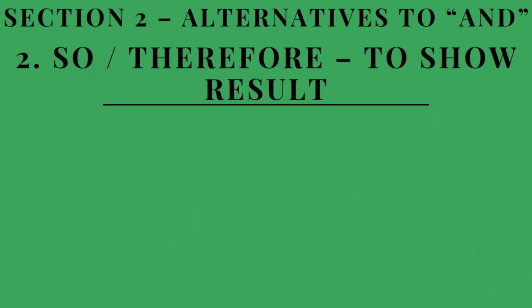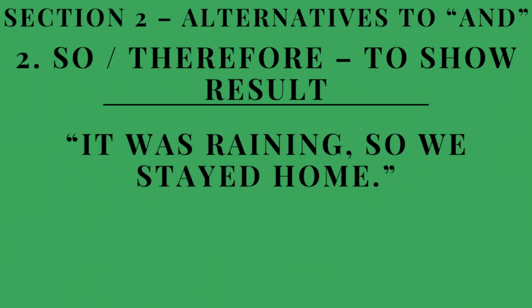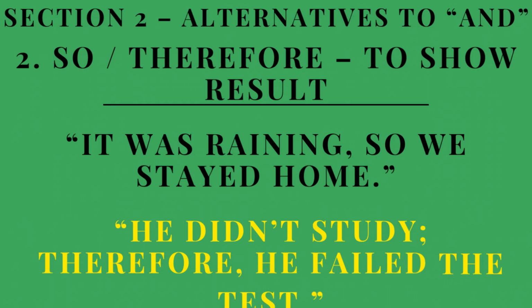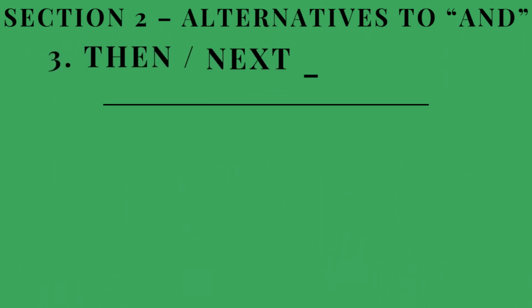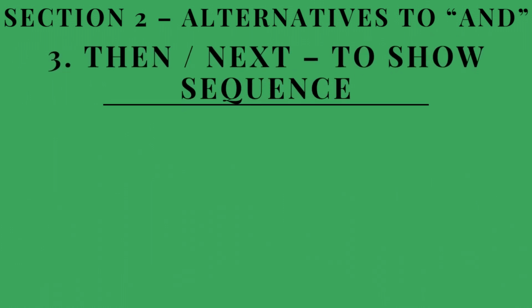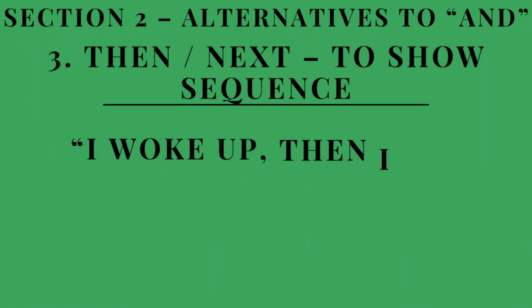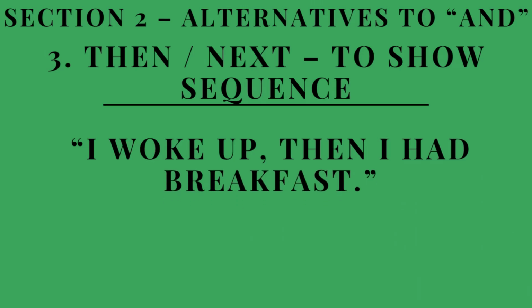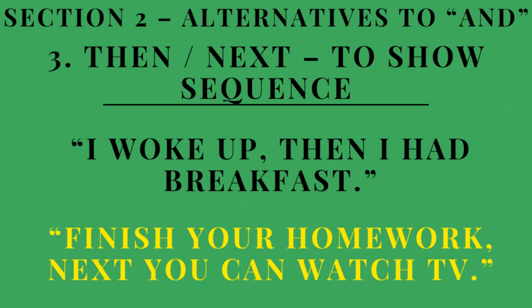2. "So," "therefore," to show result. Example: It was raining, so he stayed home. Example: He didn't study, therefore, he failed the test. 3. "Then," "next," to show sequence. Example: I woke up, then I had breakfast. Example: Finish your homework, next you can watch TV.